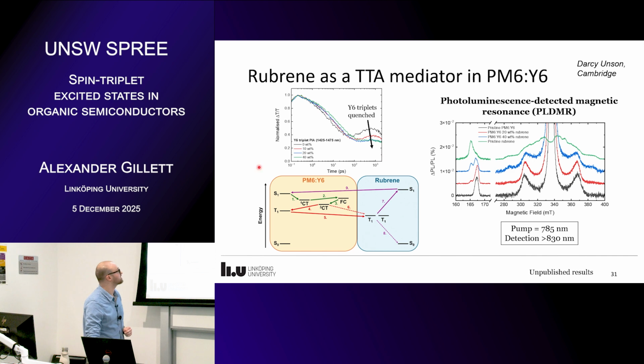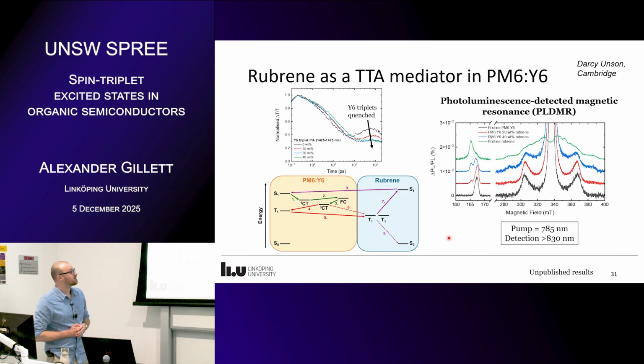And what we find via TAS and some other data is that when you put rubrene in, you quench your triplets in Y6. So we think what's happening is that we make some excitons in our PM6Y6 system, make some CT states, go to free charges, triplets, and so on. Then we think we can transfer them quite effectively over to the triplets on rubrene. And from there we get TTA, and then they can probably Förster transfer over to PM6 and the cycle begins again.